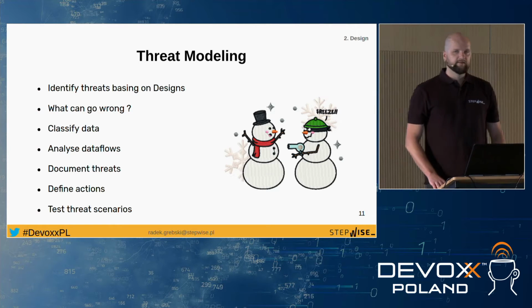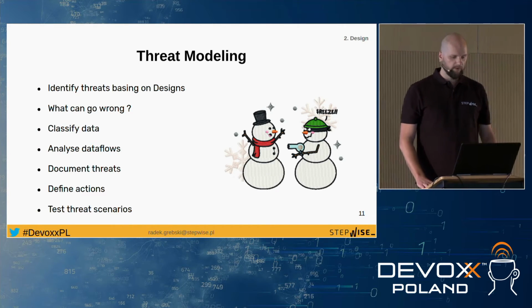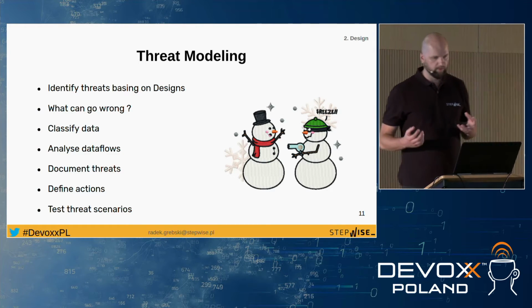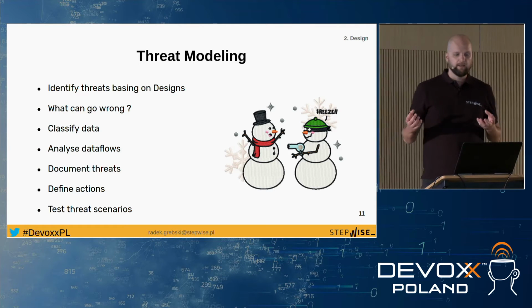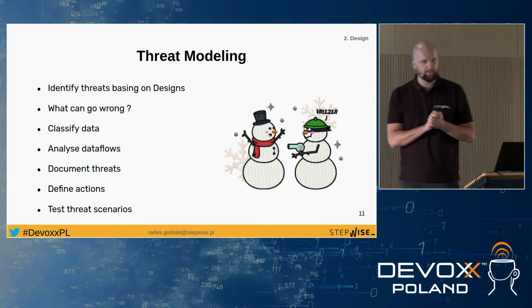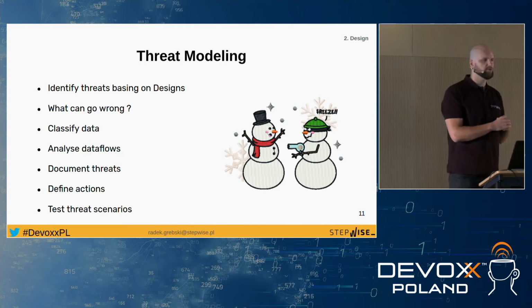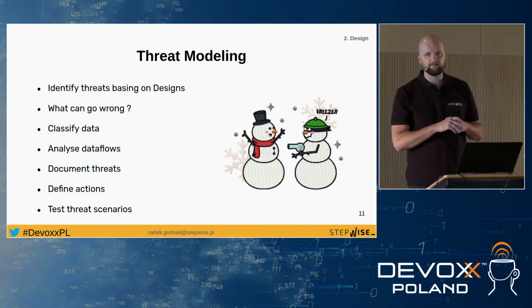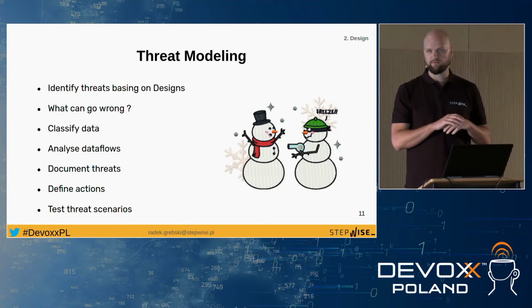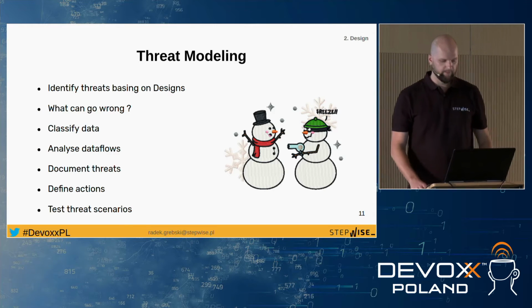At the design stage, we should also model threats basing on our designs. We should think what can go wrong. We should classify the data. We should analyze data flows in our application. We should document those threats, and we should define actions basing on those documented threats. And of course, we should test them later on.